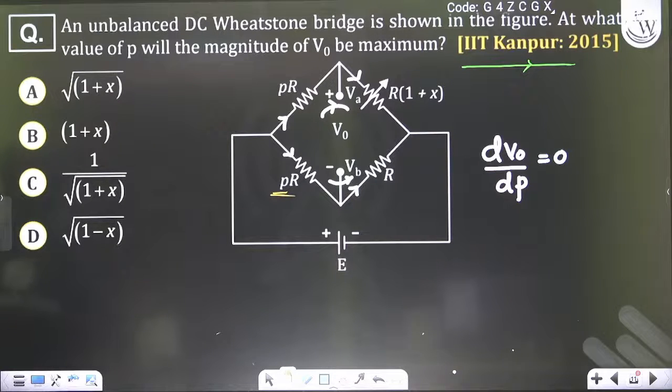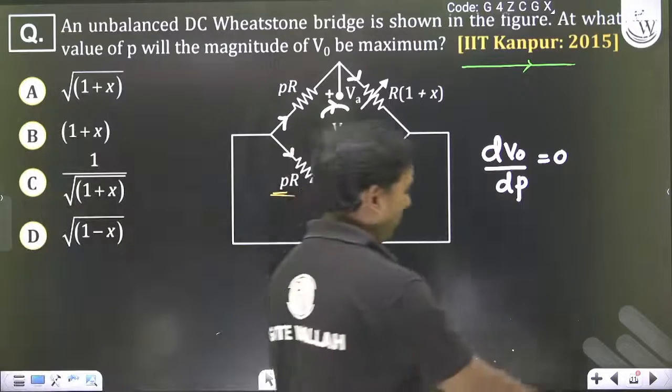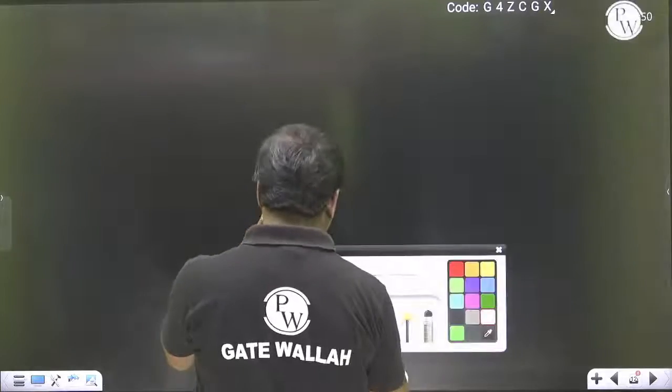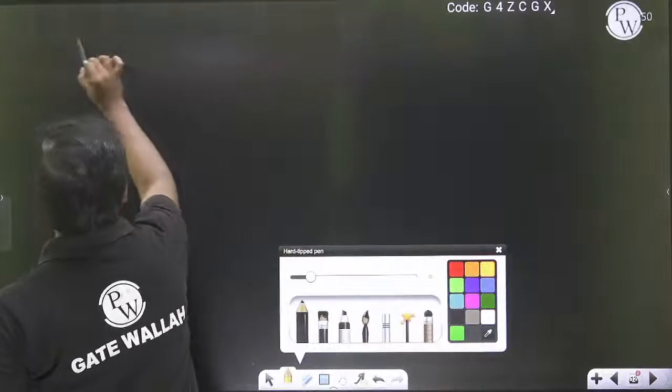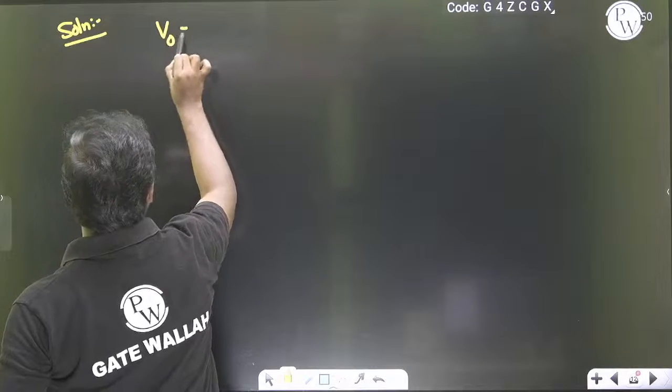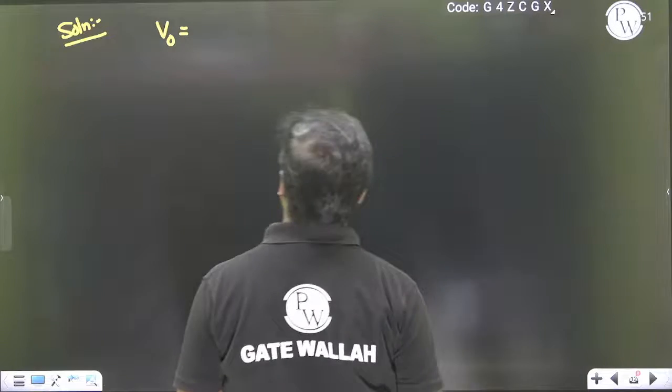Make it fast here. So how to do this? dV0 by dP. First of all, V0 we have to find out. Solution I am writing here. So what is V0?